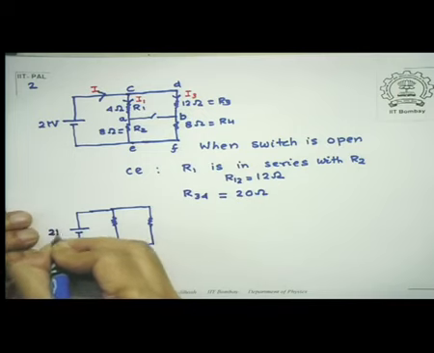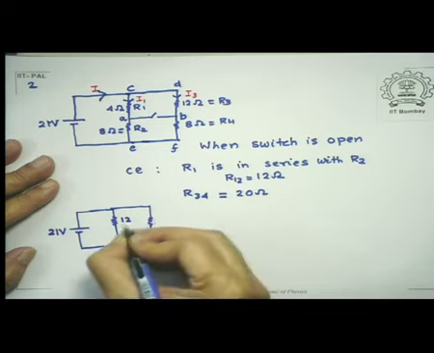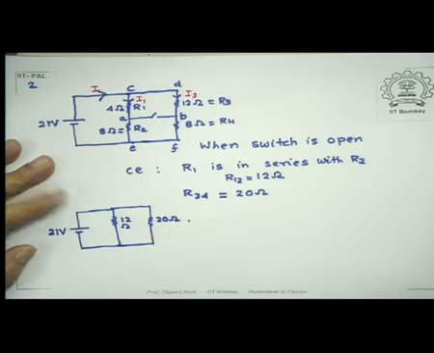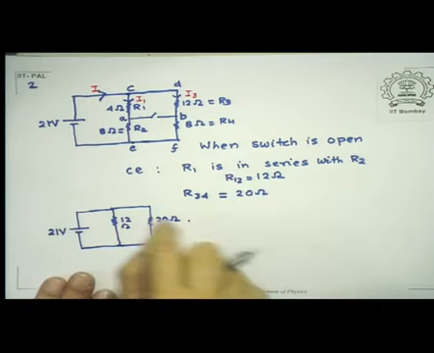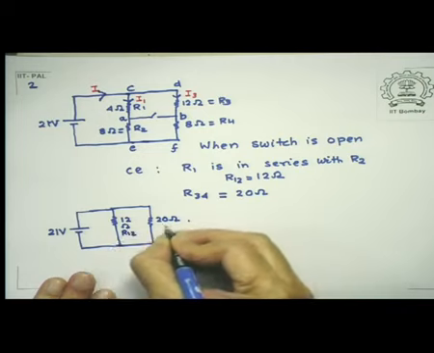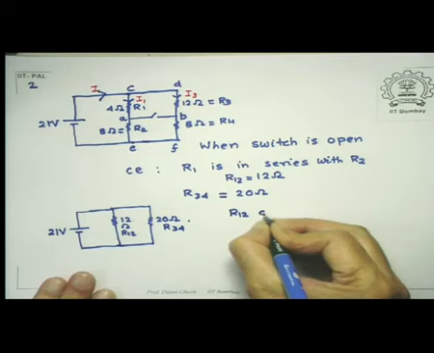So this is 21 volts, this is 12 ohms, and this is 20 ohms. But this 20 and 12 are now parallel. So we call this R12 and we call this R34. So we say R12 and R34 are parallel.